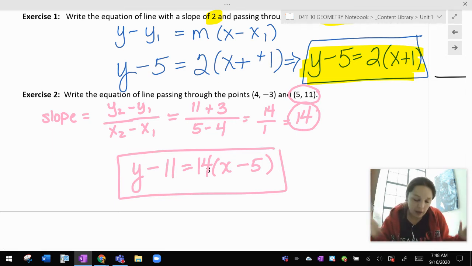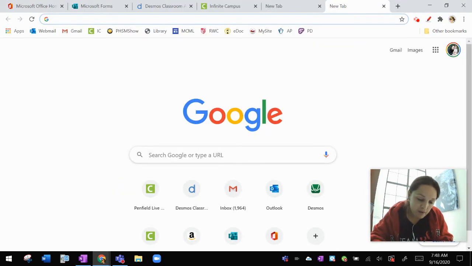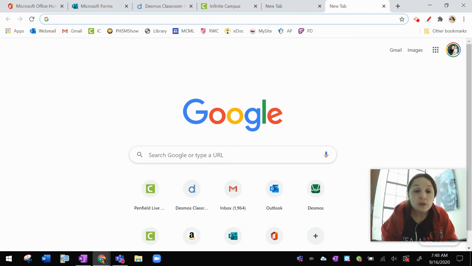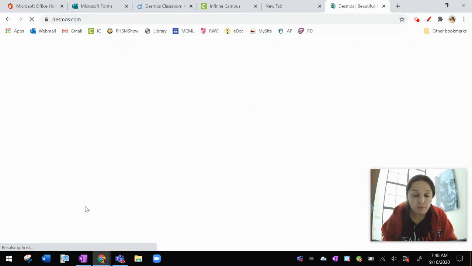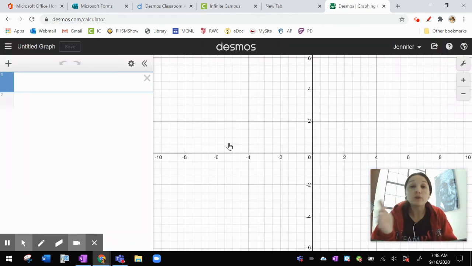Walk away. Now, if you're thinking, wait, but Mrs. River, what if I decided to use the other point? That's okay too. It creates the same line, and I'm going to prove it. So let me go into my favorite friend, Desmos. Get my computer up. So I am going to go to Desmos graphing calculator, and you can always do this on your own calculator or in Desmos. I love Desmos. I don't like the calculator.